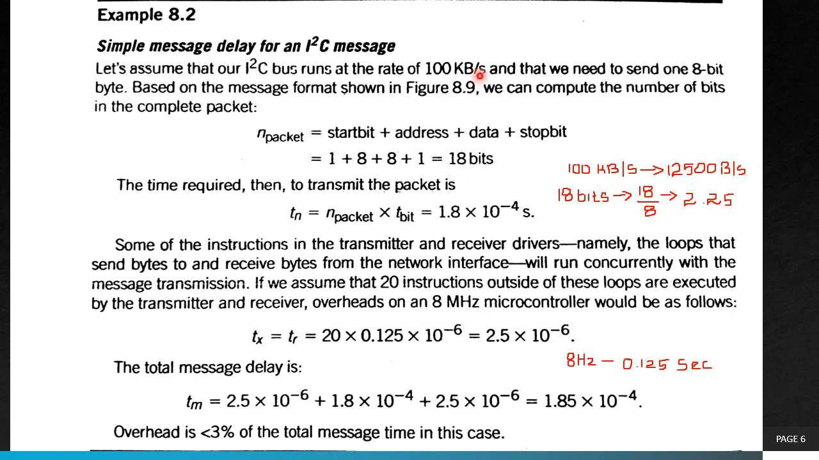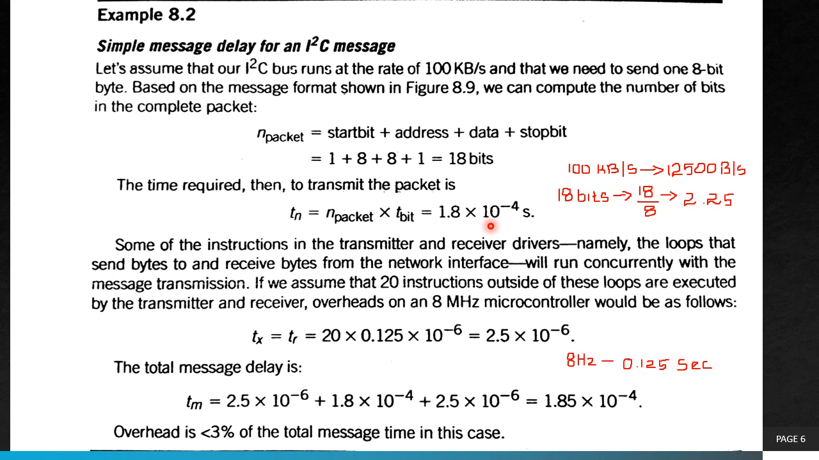It is given that the bus runs at 100 kilobits per second. Converting 100 kilobits per second to bytes per second, we have 12,500 bytes per second, which indicates that per second we can transmit 12,500 bytes. We have to calculate the time required to transmit 18 bits of data, that is equivalent to 2.25 bytes of data. On calculating, we obtain the network transmission delay, that is Tn = 1.8 x 10^-4 seconds.